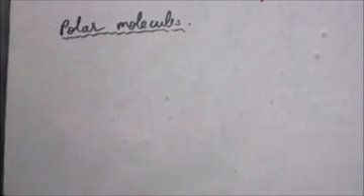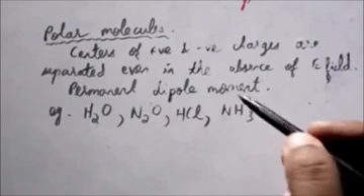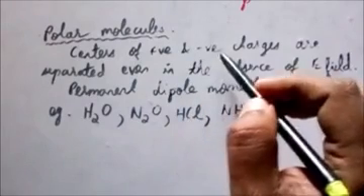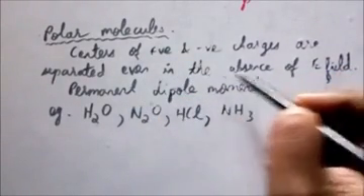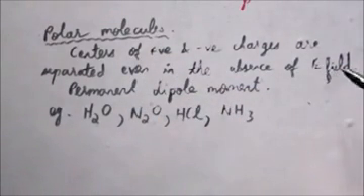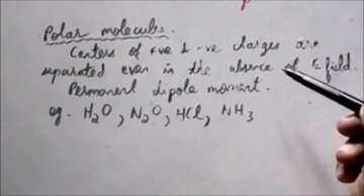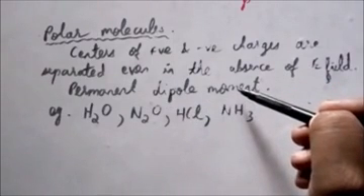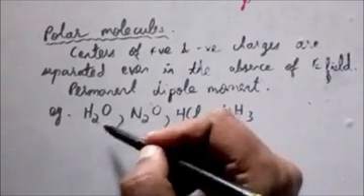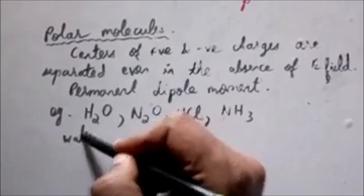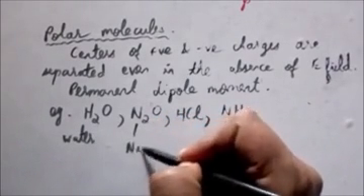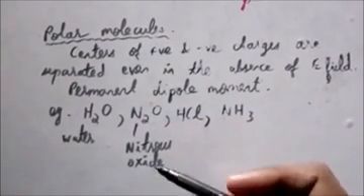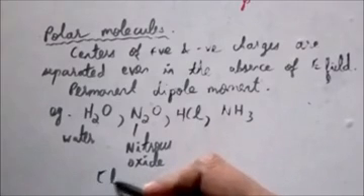Now let us study polar molecules. In polar molecules, the centers of positive and negative charges are separated even in the absence of an electric field. It means if there is no electric field also, the positive and negative charges will be separated, and they have a permanent dipole moment. We learned this in dipoles, remember. H2O, that means water, is an example. And N2O means nitrous oxide, also called laughing gas.